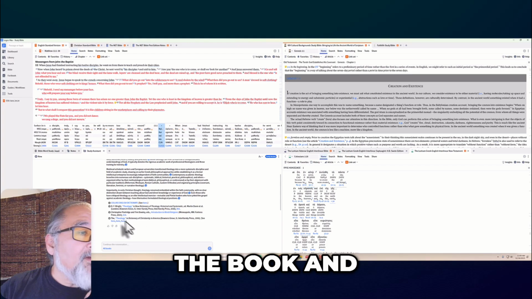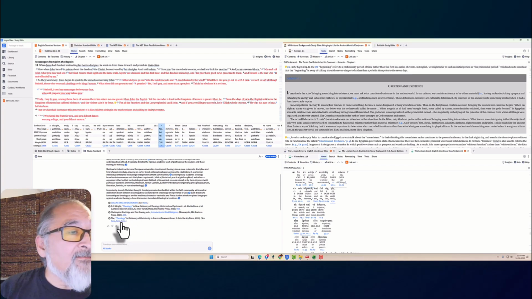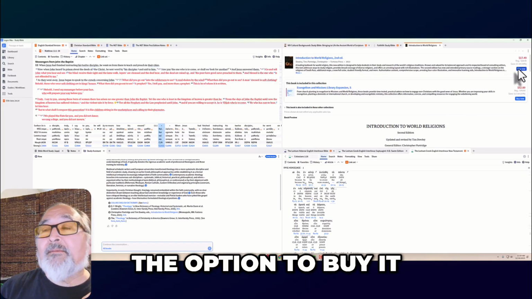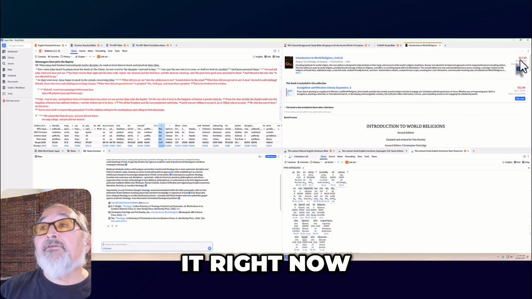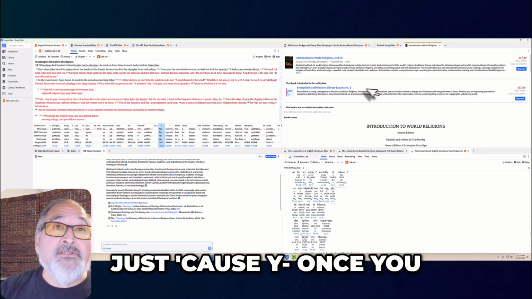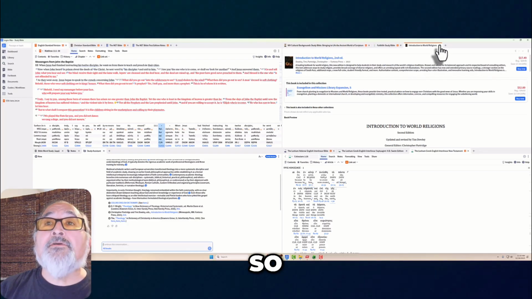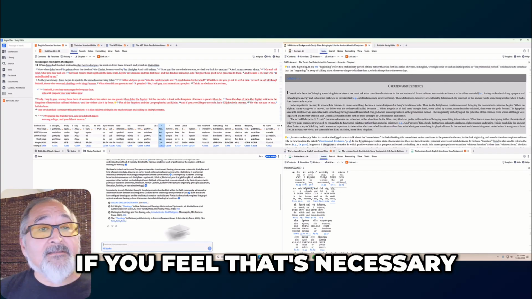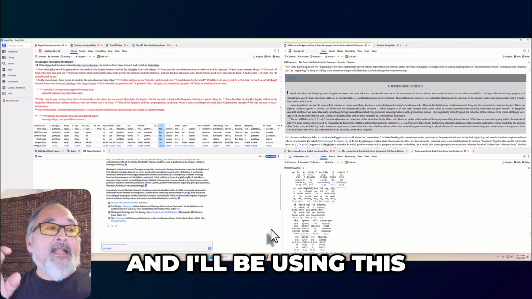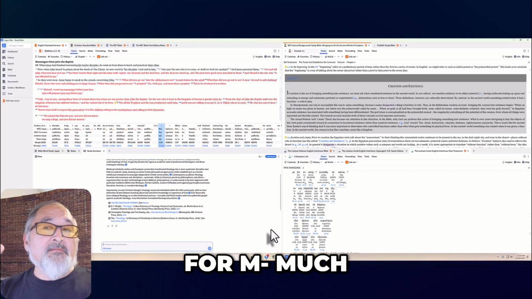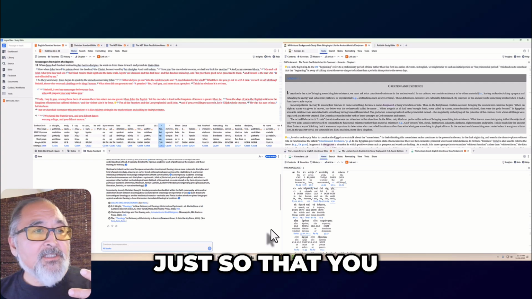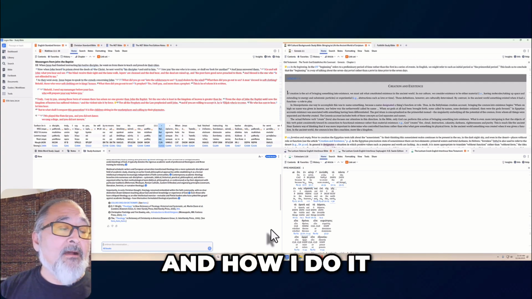If you don't have the book, and this is one I know that I don't have, I click on that one, and it comes up and gives me the option to buy it. I can buy it right now. Usually these are not that bad in terms of price, because once you buy it, you own it. So you can get those if you feel that's necessary. So that's why I like this. That's the first thing, just why I like Logos. And I'll be using this for much of the upcoming videos, just so that you can see me using it and how I do it.